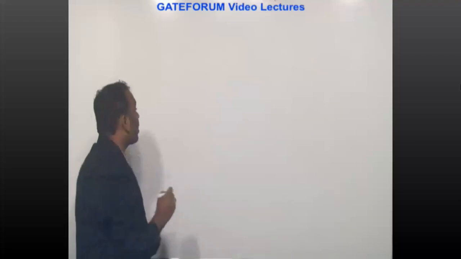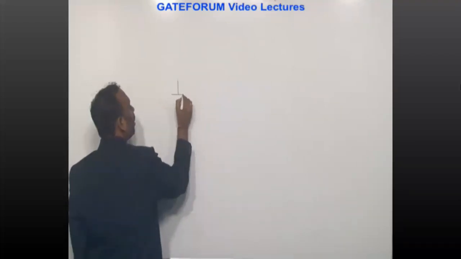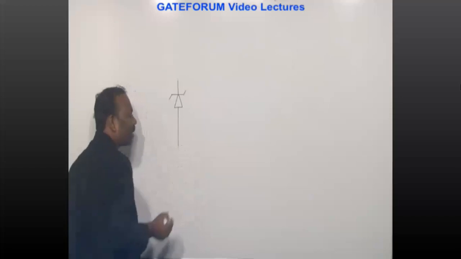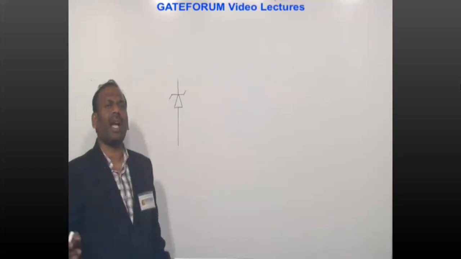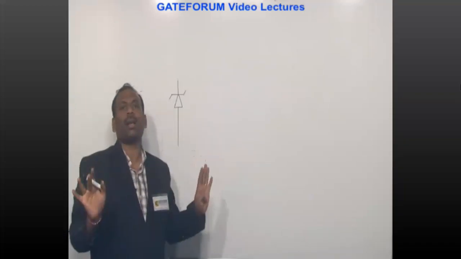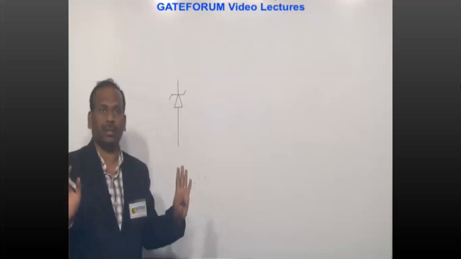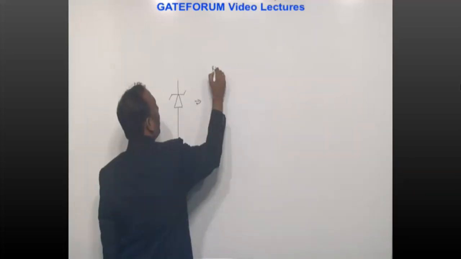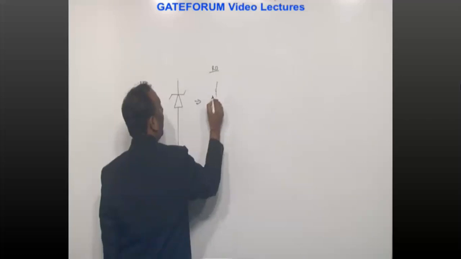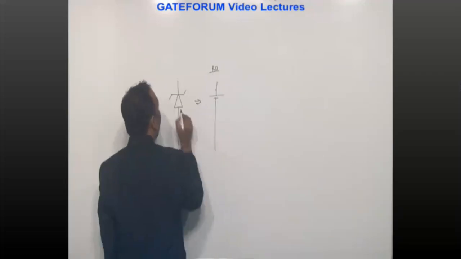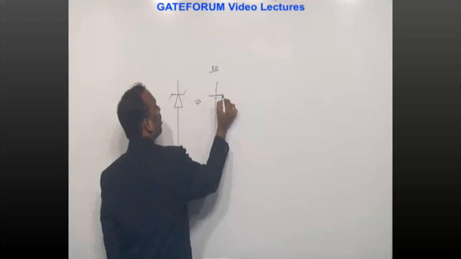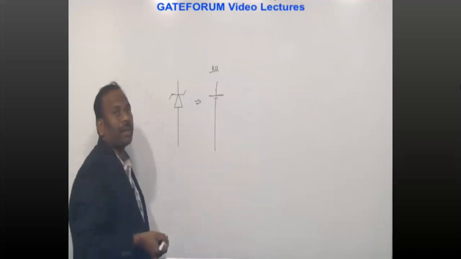Zener diode equivalent circuit. If you see, first of all, it has to be operated in the reverse bias. If it is operated in the forward bias, it is same as the normal PN junction diode. If it is in the reverse bias, then it is replaced by a constant voltage. And if you see here, it's opposite. Here we see cathode, but here we are indicating the positive terminal because it's in the reverse bias.